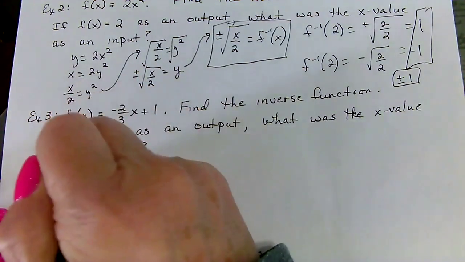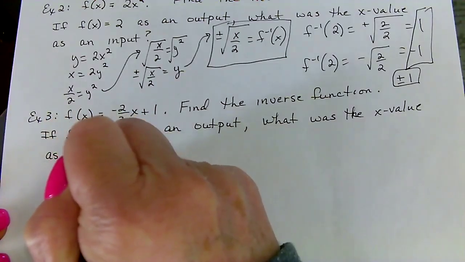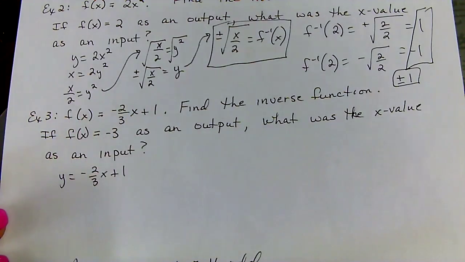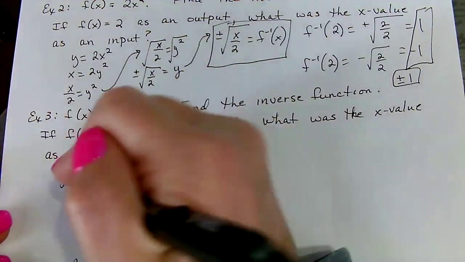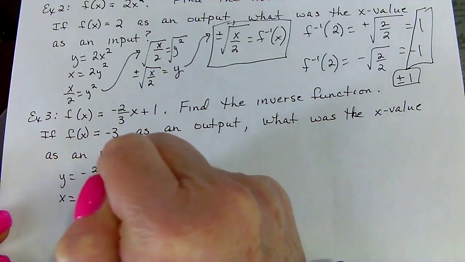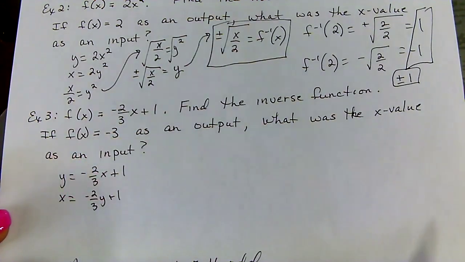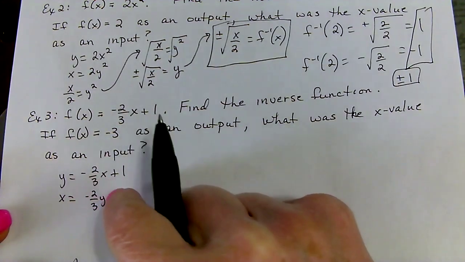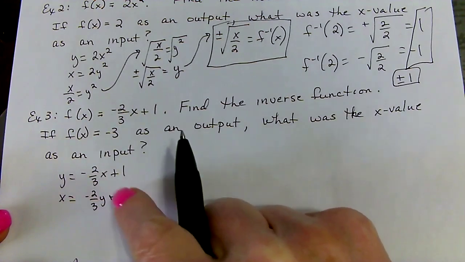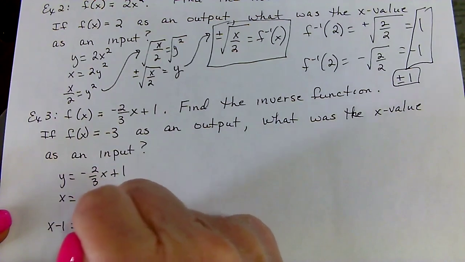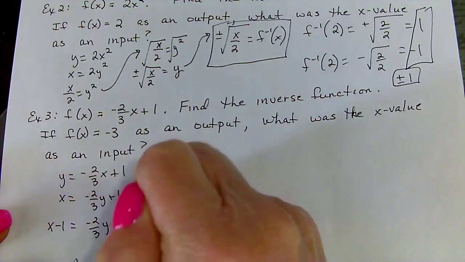Okay, we're going to replace f of x with y. I'm going to do step 2 and swap my x's and y's. Step 3 is where all the work comes in. So since they took negative 2/3 times y and then added 1, I need to subtract the 1 first. And then I'm going to bring my work up here.